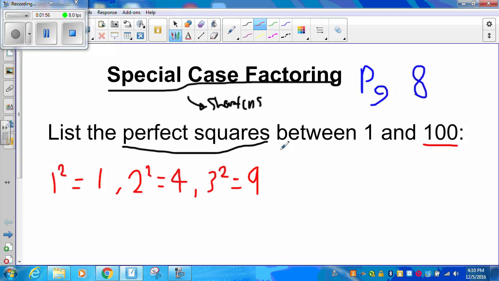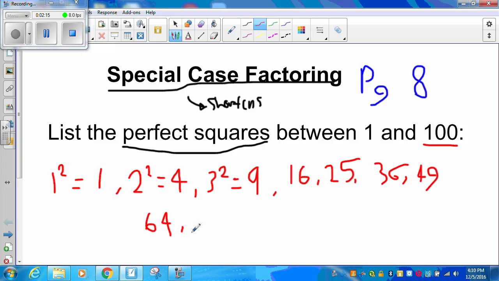If you got them all, you should have gotten the numbers 1, 4, 9, 16, 25, 36, 49, 64, 81, and lastly 100. And interestingly enough, there's 10 perfect squares between 1 and 100, and they happen to be 1 squared, 2 squared, 3 squared, 4 squared, all the way through 10 squared.